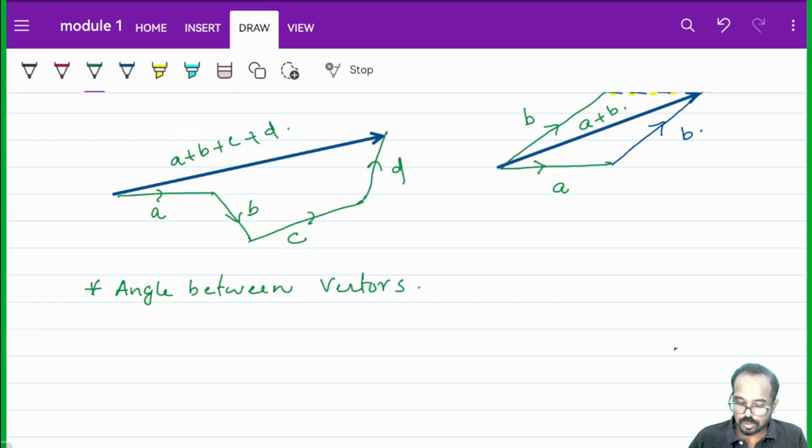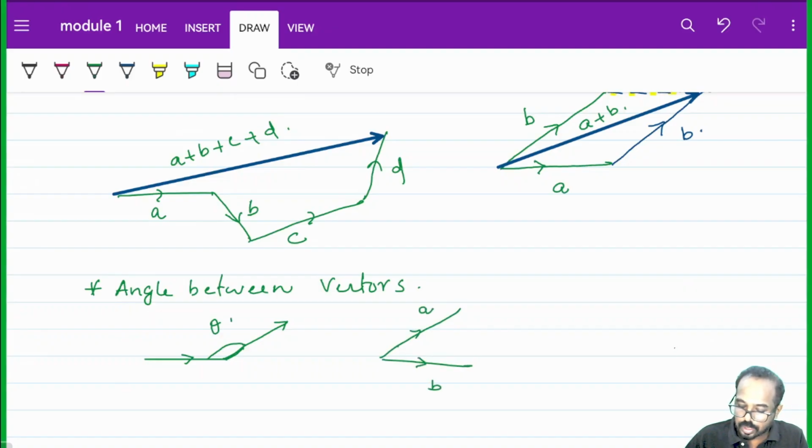Angle between vectors. If you have one vector like this and another vector like this, and if you consider this angle, this is not the angle between the vectors. For the angle between vectors, you need to join them either tail to tail, then you can take this one. This is the angle between the vectors. Or it should be joined head to head. Both are correct.